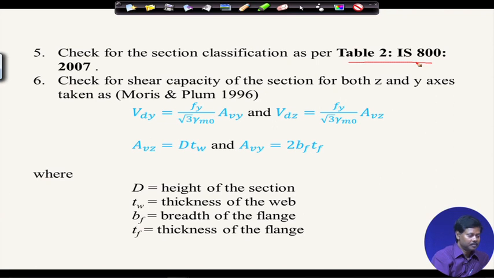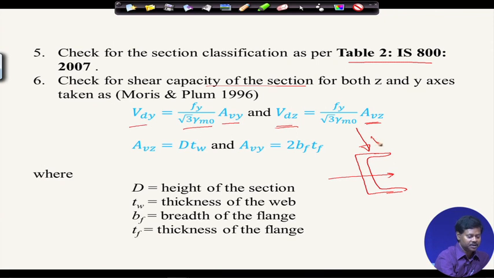So, once we find this, then what can we do? We can find out the shear capacity of the section, say Vdy and Vdz. Vdy will be Fy by root 3 gamma m0 into Avy, and Vdz will be Fy by root 3 gamma m0 into Avz, because here the design shear strength has to be calculated for both directions. That means here we have to calculate and here we have to calculate. This is Vdz and this is Vdy in this direction. And for calculating the shear capacity, we need to calculate the web area, that is Avz and Avy.